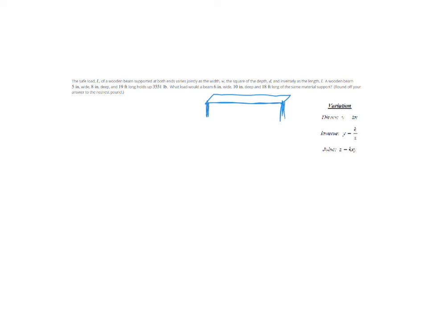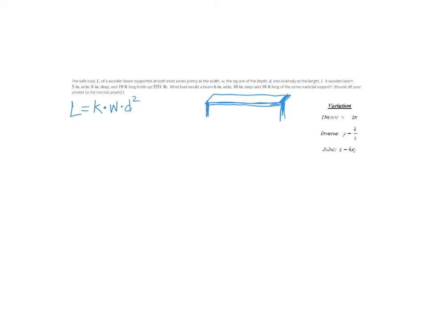And so how much that bench or that beam can support varies based on the width, how wide is the bench, and the depth, which is like the piece of wood here, how thick is that wood. So it varies jointly with those. So that makes sense to me because the wider it is or the thicker it is, the stronger and the more this is going to be able to hold. So I'm going to multiply it jointly as the width and the square of the depth.